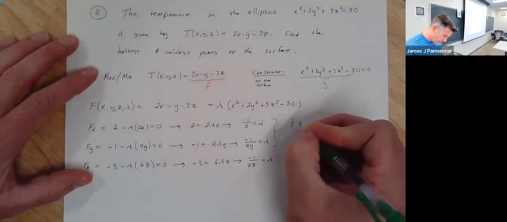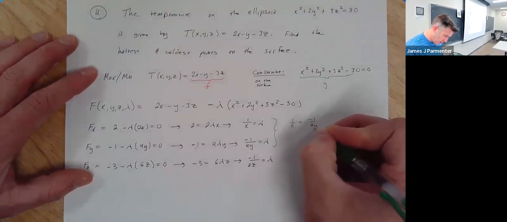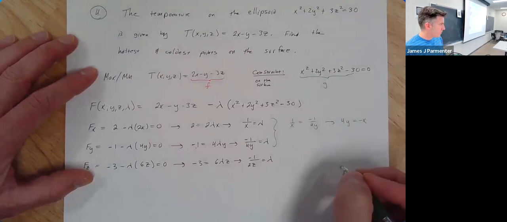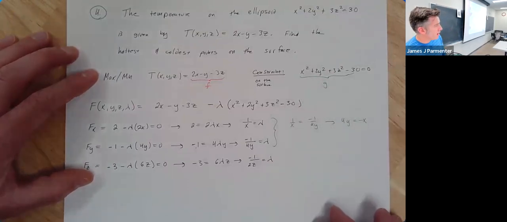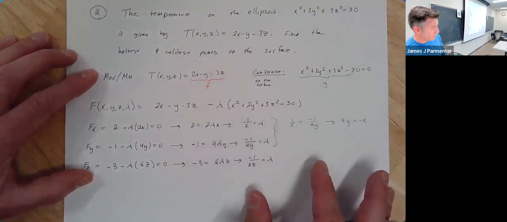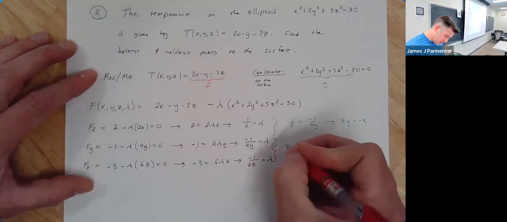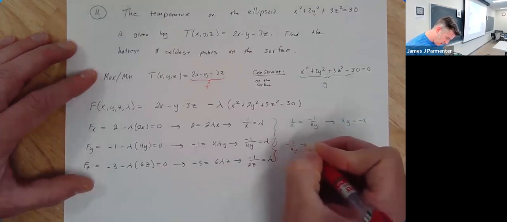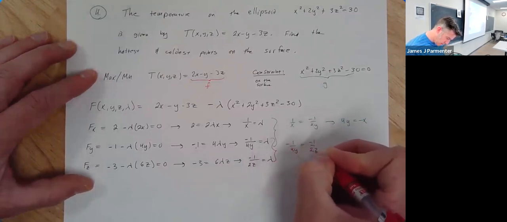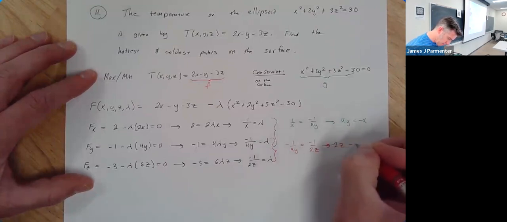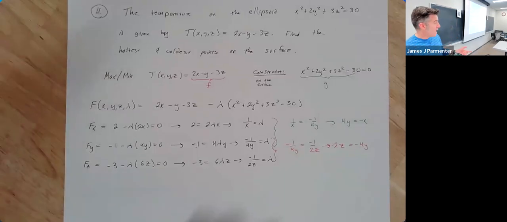You get 1 over x equal to negative 1 over 4y, or 4y equals negative x. I'm not sure if I want to solve for x or y yet, so I'm going to leave it there for a second until I know what I want. And then I'm going to use these two. That's going to be negative 1 over 4y equal to negative 1 over 2z, or negative 2z equals negative 4y. So now I can see that both equations have what variable in common?